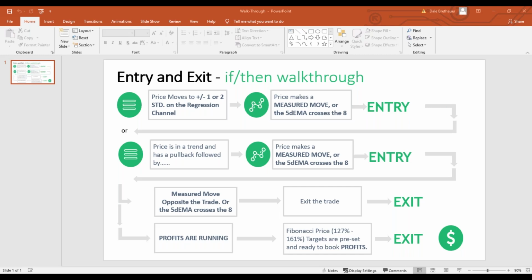As we always do to start out, we go over our entry and exit walkthrough. Very important that this becomes solidified in your mind and becomes second nature to you. I also see a couple new people in the audience, so welcome to you.